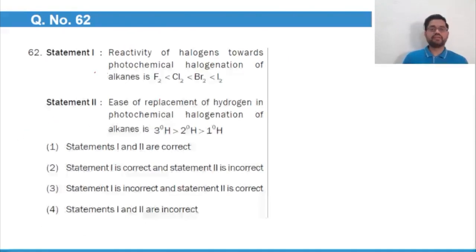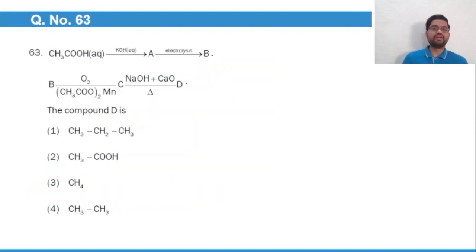Statement 1. Reactivity of halogen towards photochemical halogenation of alkanes is this. This option is wrong. Rather, it has to be opposite, like this. That's why the statement is wrong. Ease of replacement of hydrogen in photochemical halogenation of alkane is 3-degree, 2-degree and 1-degree. This statement is true. So statement 1 is incorrect, statement 2 is correct. So option number 3 is the right option.